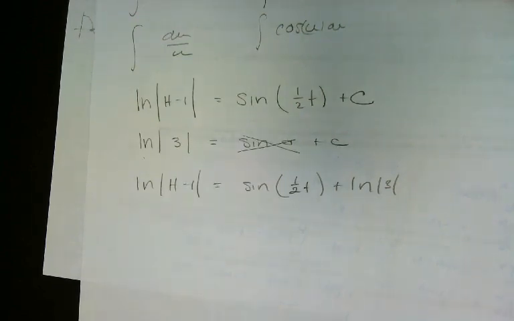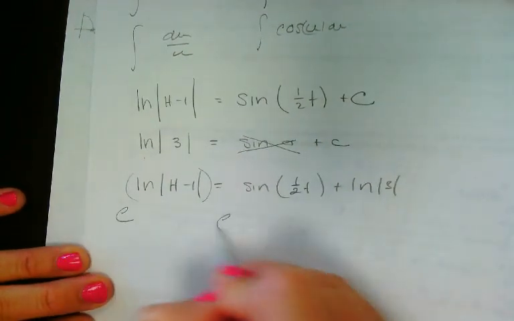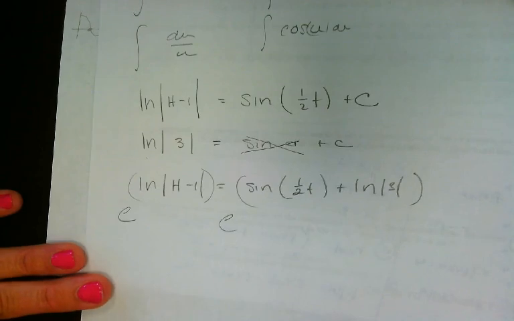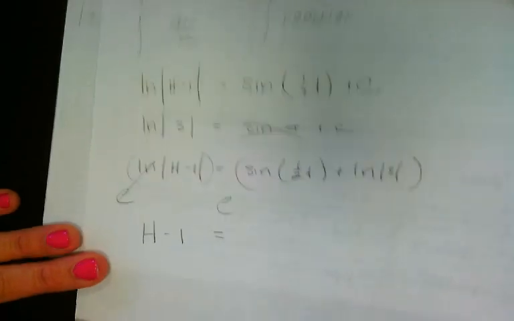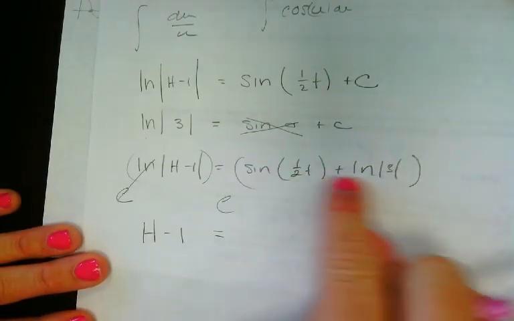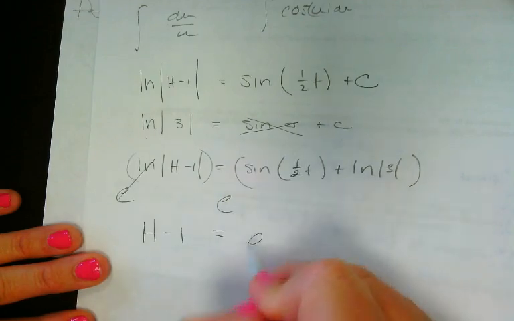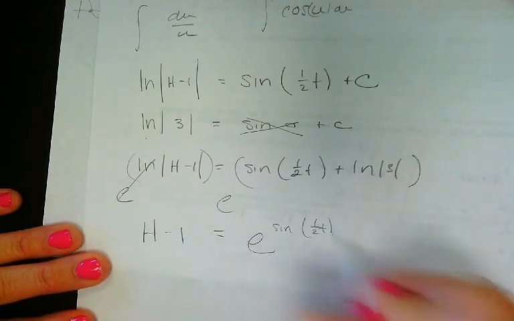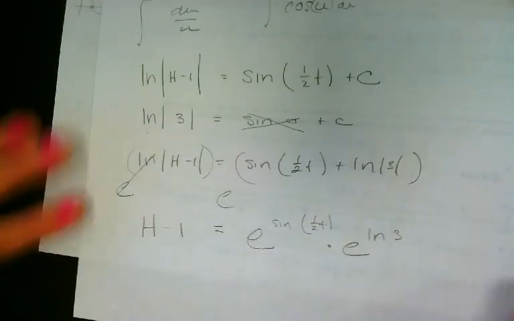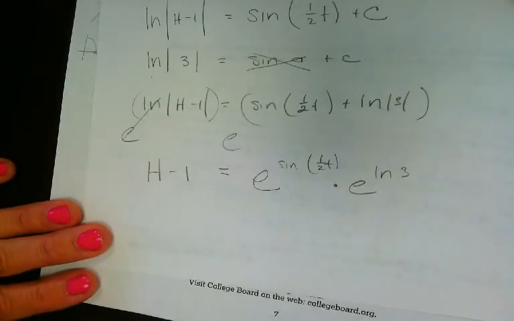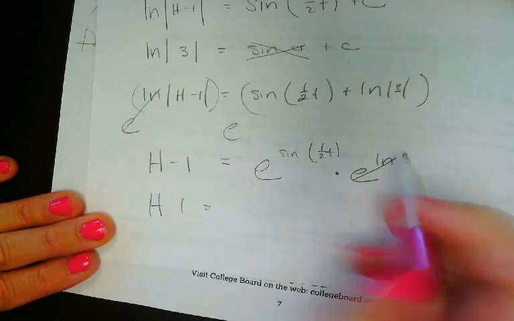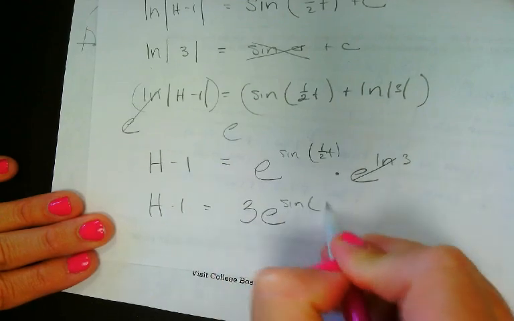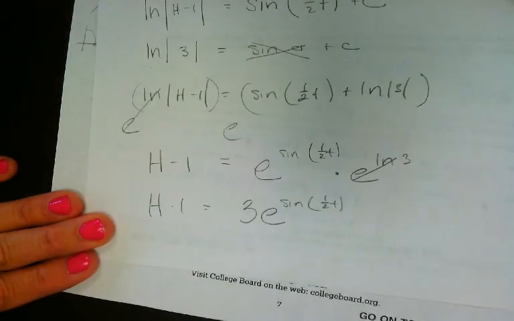My goal is to get h by itself, so I now have to use an e to get rid of that ln. You can only put one e on each side, so I'm going to wrap up that whole exponent. Okay, so that only eliminates the one it's touching here, so I have h minus 1 equals. What I want to do is that decomposition. If I see addition in my exponent, that meant I was multiplying two things. So I'm going to say this is e to the sine of 1/2 t times e to the ln of 3. But I can only start with one e on each side, and then I'll use decomposition. This is now going to become a 3, so I have 3e to the sine of 1/2 t, and then I'll just add over the 1.